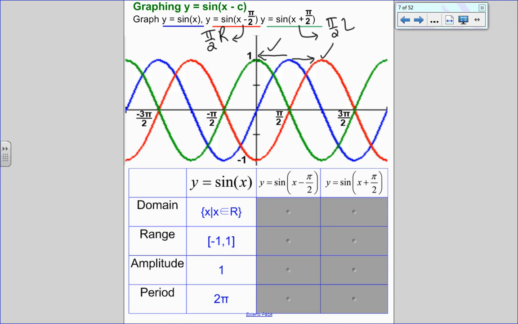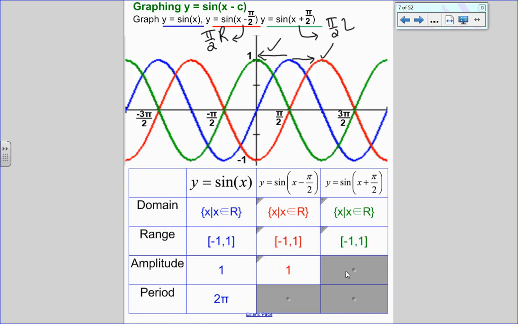So since I'm shifting it left and right, that's not affecting the domain. It's also not affecting the range because that's a vertical quantity, as is the amplitude. Let's look at period. So I can see here one hill, one valley is the same as one hill, one valley. They're all the same horizontally. It's not been stretched because remember, the only way I affect my period is if I horizontally stretch it. So my period is also going to be the same.